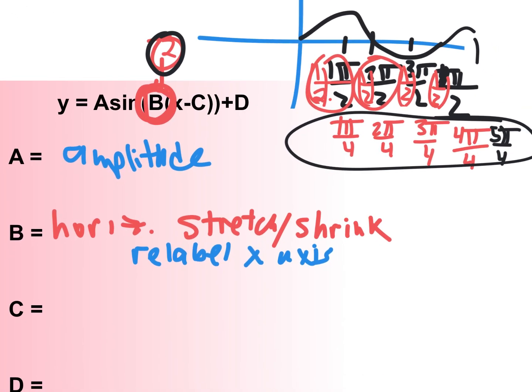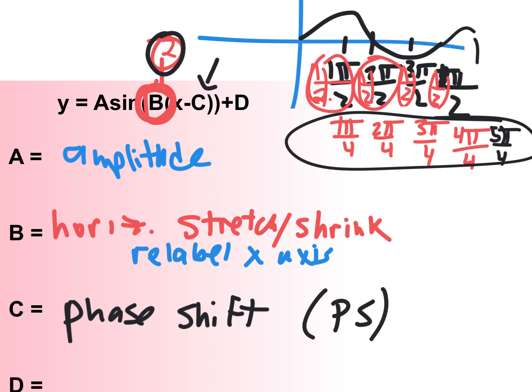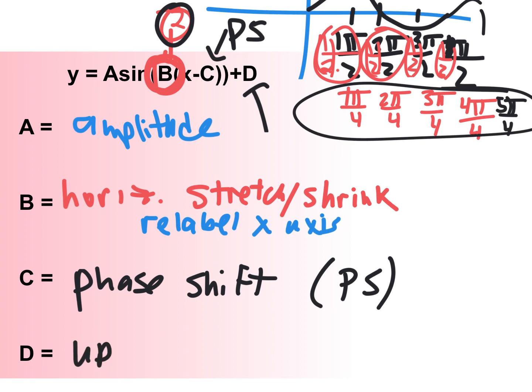All right, this C thing here, that is called a phase shift. This is new lingo, and you're going to have to know it. We can abbreviate it PS. Phase shift. That takes the whole thing and moves it to the right or left. It still does the same thing as you would think. It's on the inside, so that's right and left stuff. But that is called a phase shift. And last but not least is the D, which is the up or down. They call it something more fancy, but that's all you're really doing is moving it up or down.